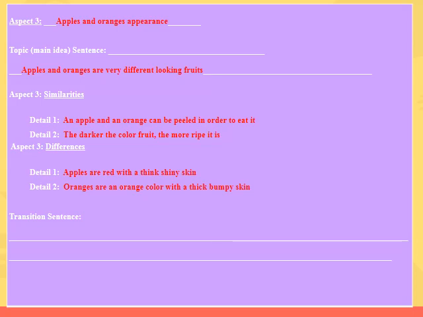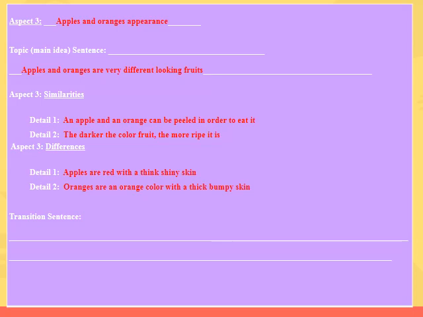The third thing that we talked about in our main points for our aspect is their appearance. Apples and oranges, their appearance. So what we can talk about for our main idea topic sentence in that particular paragraph, which is usually the first sentence, but you don't have to have it in the first sentence. But anyway, we're going to start out our paragraph saying apples and oranges are very different looking fruits. Great. We just opened up what we're going to talk about in that particular paragraph, which is how they're different in their appearance.